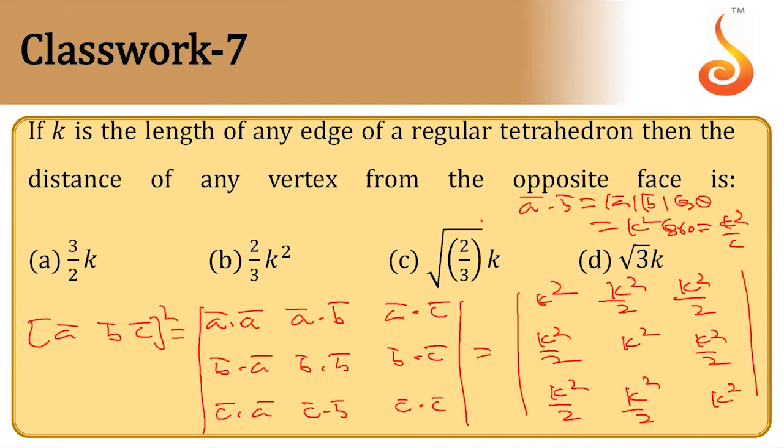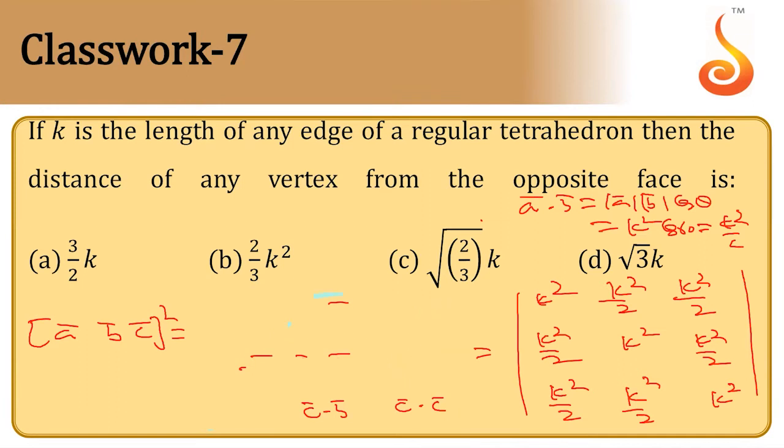Now, let us simplify this one. So now how many K square will be outside? Here K square outside, here K square outside, K square outside. K power 6. K power 6, 1, 1/2, 1/2, 1/2, 1, 1/2.